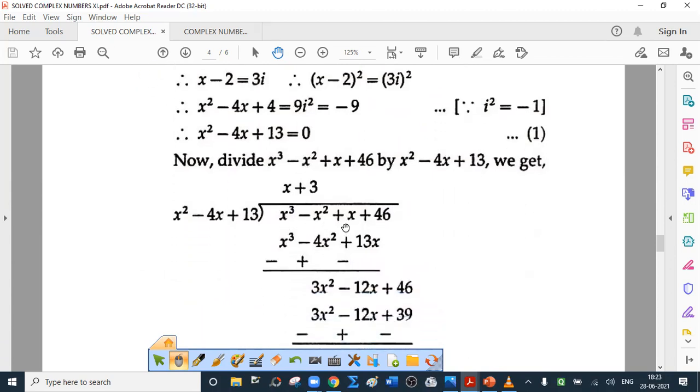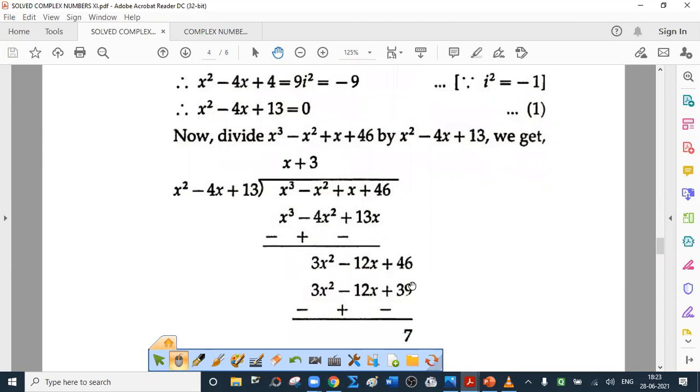I hope you know how to divide. The working rule is simple. The highest degree term in the dividend is x cube. In the divisor it is x square. X cube upon x square is x. So in the quotient I will write x. Now multiply these three terms in the divisor by x. So x cube minus 4x square plus 13x. We subtract. So on subtraction we get 3x square minus 12x. Bring down this term. So it is 46.